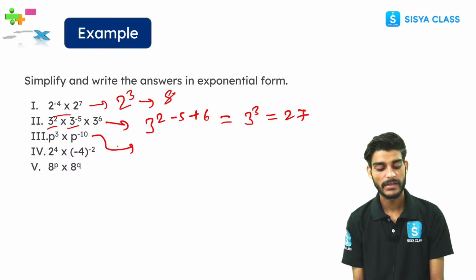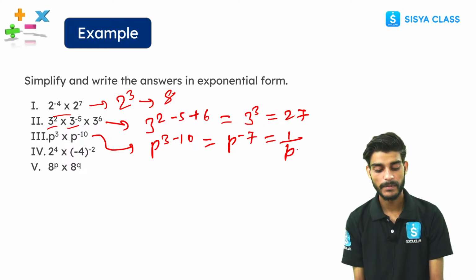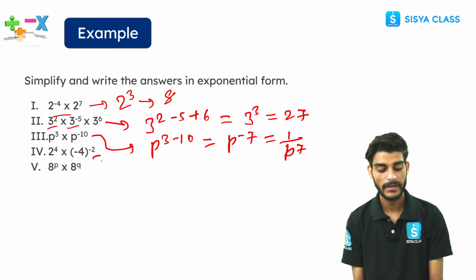P raised to the power 3 into P raised to the power minus 10. So P, 3 minus 10, bases are same, you are adding the powers, P minus 7. Or you can write 1 upon P raised to the power 7, same thing.